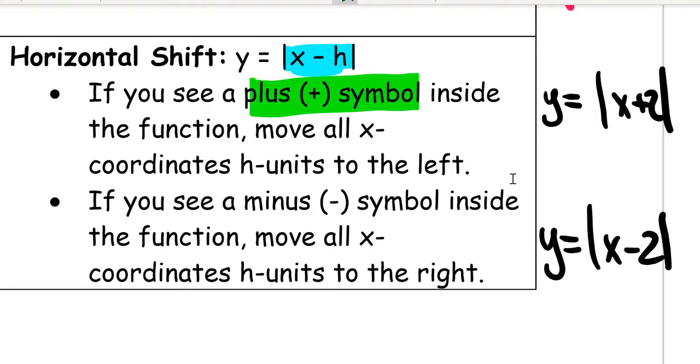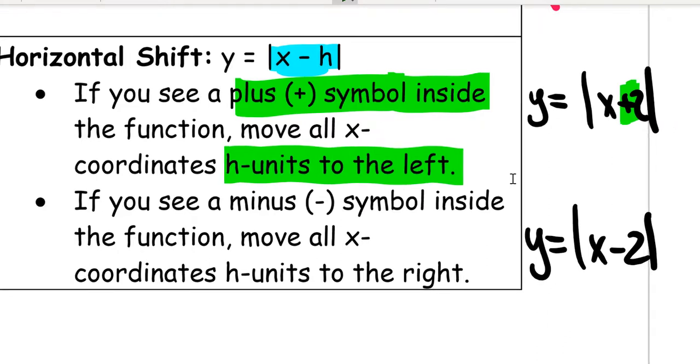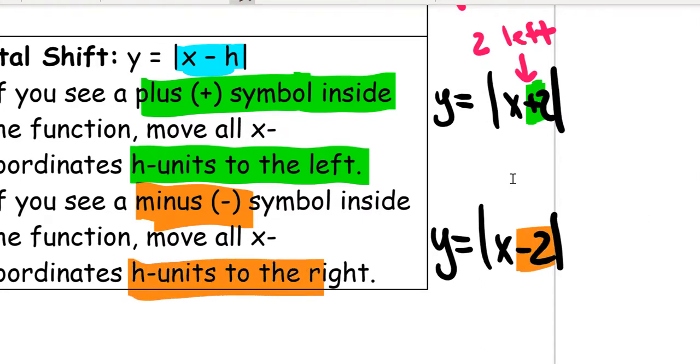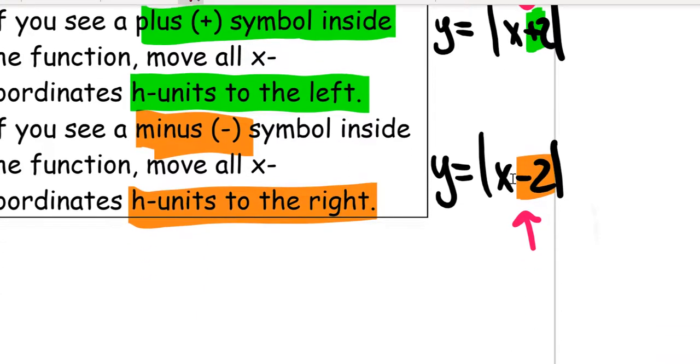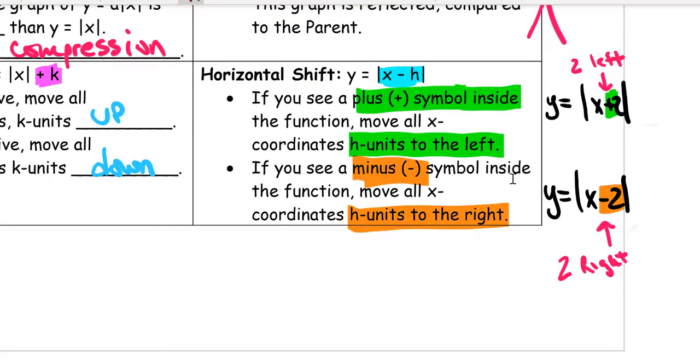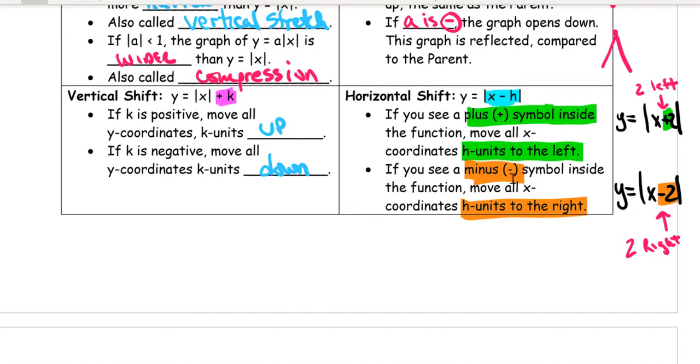When there's a plus sign on the inside, so right here, when we have plus a value, we're going to move that many spaces left. So on this first one, we would move 2 to the left. Similarly, with this version where we have a minus sign in the middle, x minus 2, we're going to move that many units to the right. That is where, in the beginning, it's a little bit confusing for some people. So we would move 2 to the right.